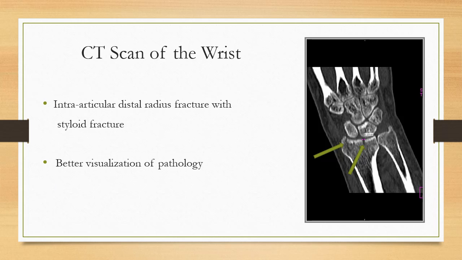Now let's take a look at some actual CT images of patients with actual injuries. In this image, you're looking at an intra-articular distal radius fracture with an accompanied styloid fracture. This image was taken in the coronal plane. You have better visualization of the pathology that you probably would not have obtained with a standard X-ray.